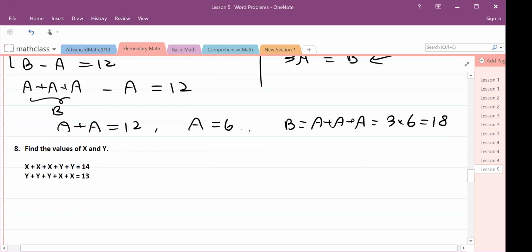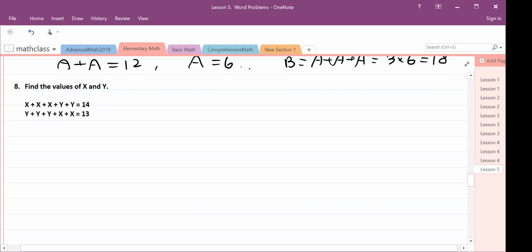All right, let's move on. Let's look at the next one. Find the values x and y. I have 3x plus 2y equals 14, then I have 3y plus 2x equals 13. Can we figure out x and y? We cannot by guess and try, that takes too much time.